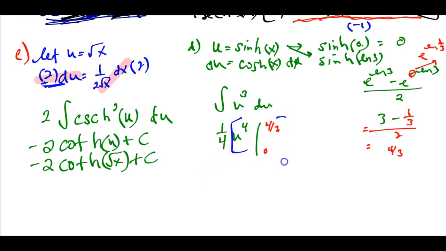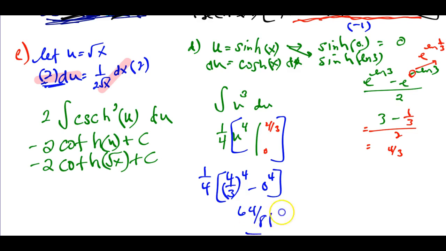So keep that 1/4, it's a constant, so just pop it out. So it's really 4/3 to the 4th minus 0 to the 4th, and then the final answer is going to be 64/81. So that one was a little bit rough because I needed to evaluate this, but it's easy if I just go back to the definition of hyperbolic sine.